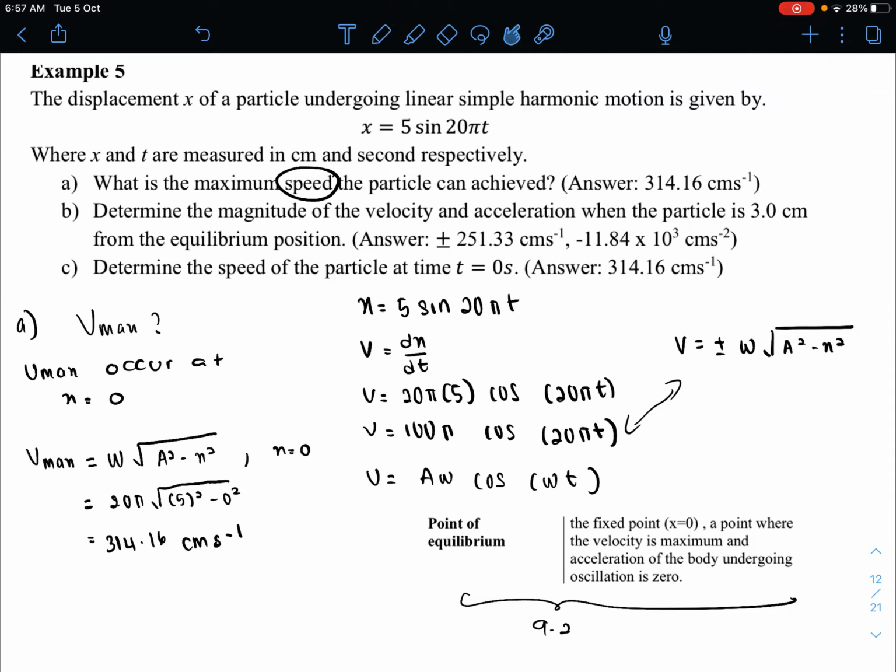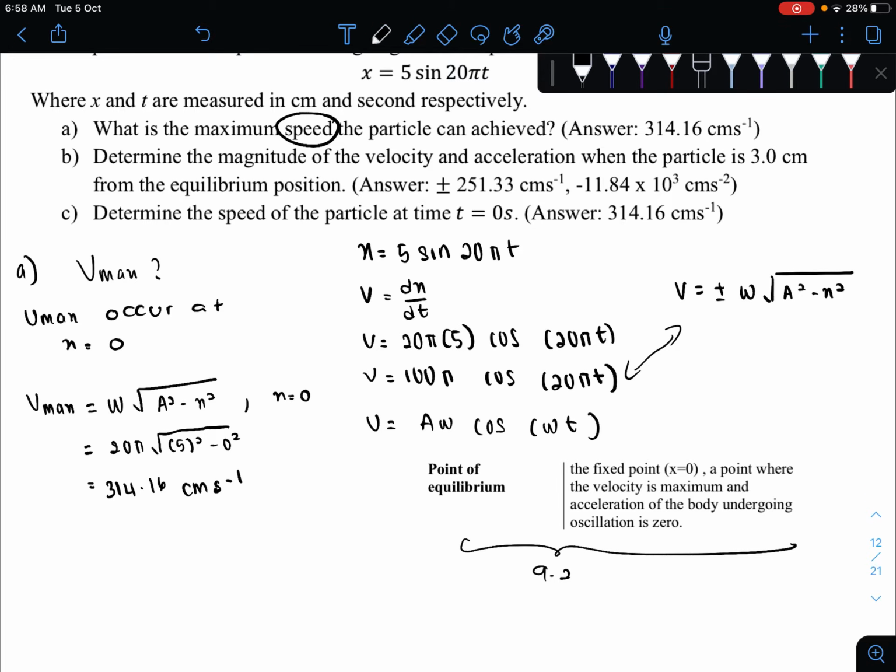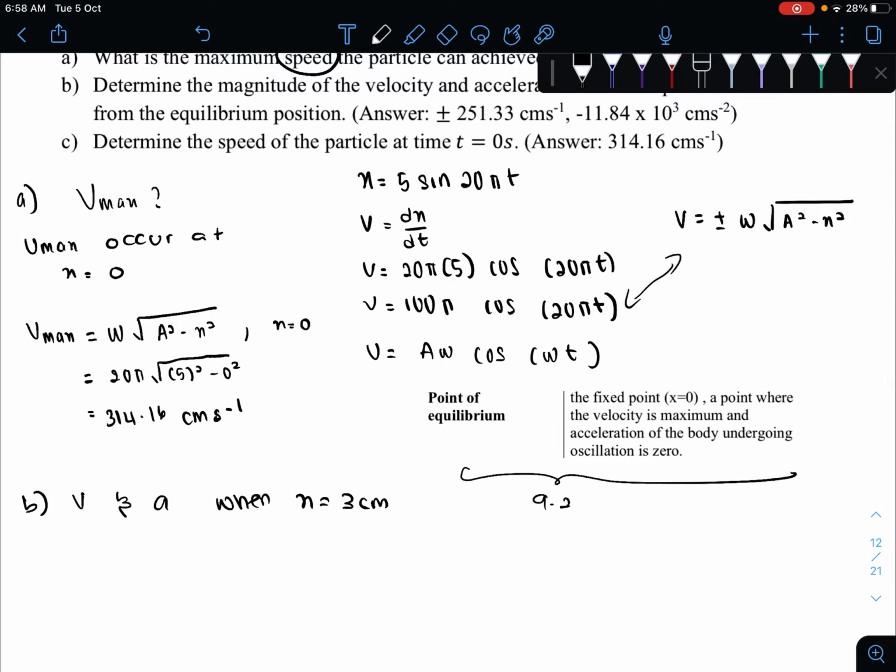And then next, the question asks to determine the magnitude of the velocity and acceleration when the particle is 3 cm from the equilibrium position. So now we want the magnitude of the velocity and acceleration when the particle is at 3 cm from equilibrium. So question B here is that we want to find V and also A when X is equal to 3 cm. So it means they have given X as 3 cm.